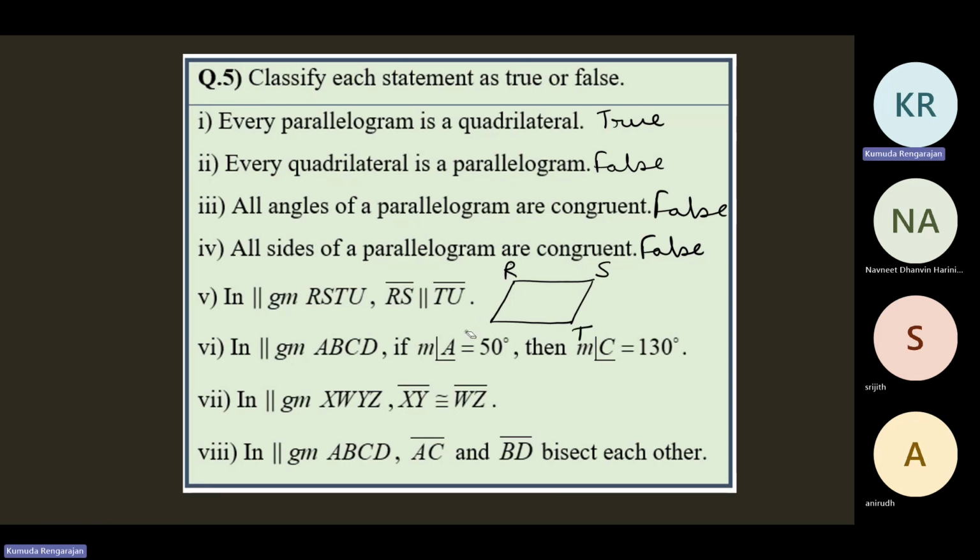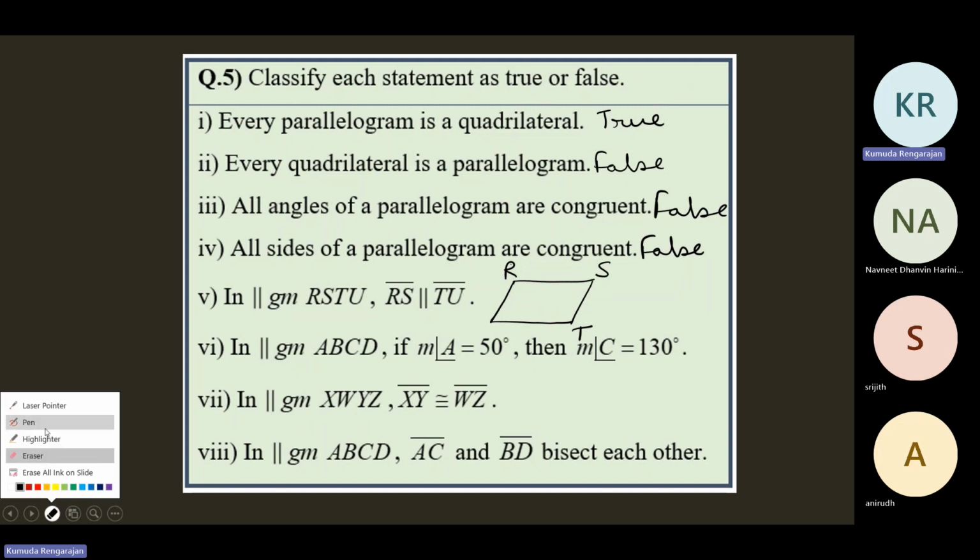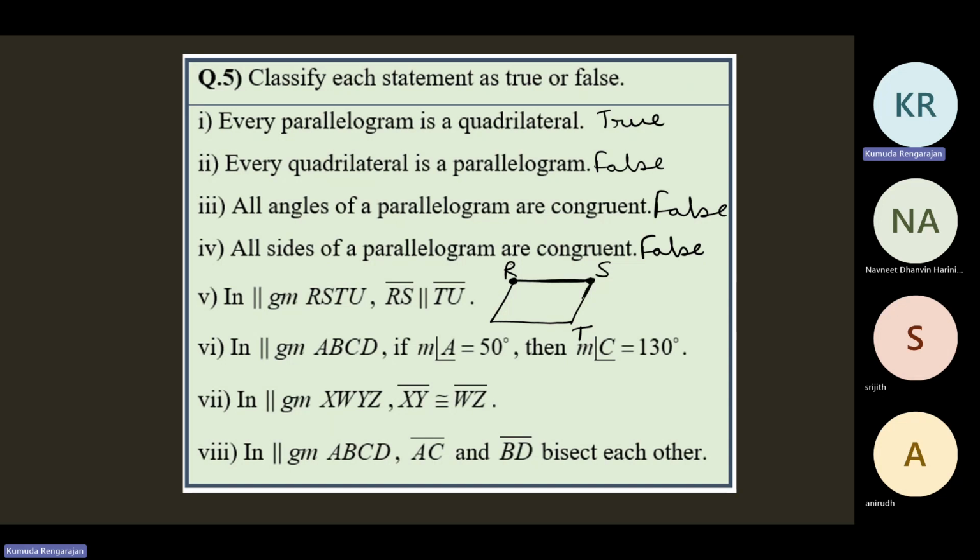You must mark the vertices in the clockwise or anti-clockwise direction. If you mark R here, S here, then this is T and this is U. You can't take off your hand, like R, S, and then come here for T. R, S, T, U, go in the clockwise direction.